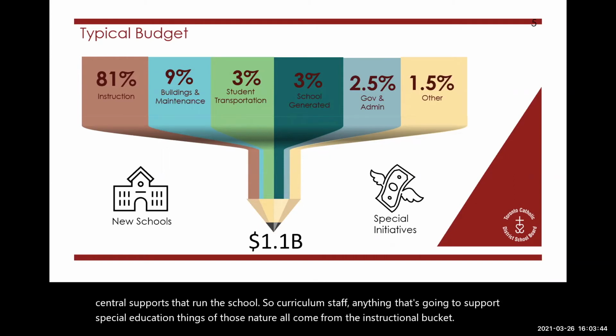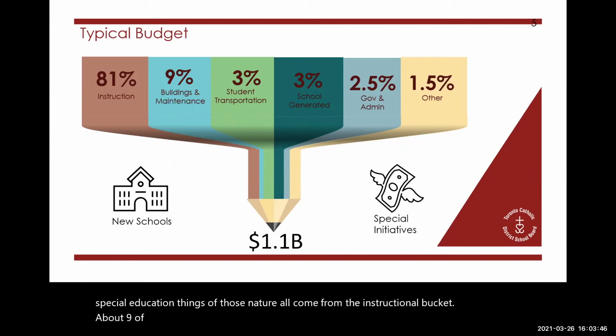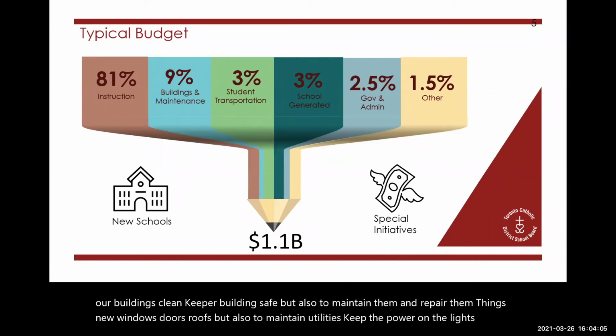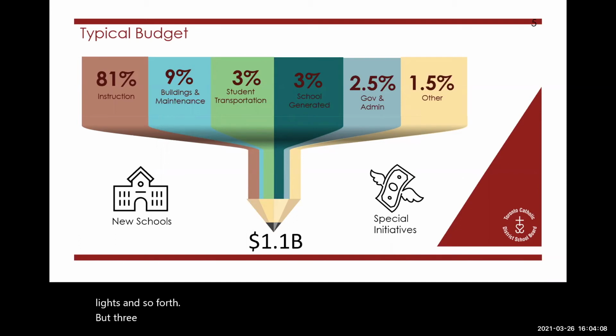About 9% of our costs go towards buildings and maintenance. So that's what it takes to keep our buildings clean, keep our buildings safe, but also to maintain them and repair them. Things like new windows, doors, roofs, but also to maintain utilities, keep the power on, the lights, and so forth. About 3% of our budget goes towards student transportation, so the school bus, getting kids to and from school.